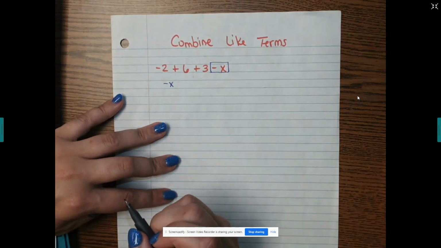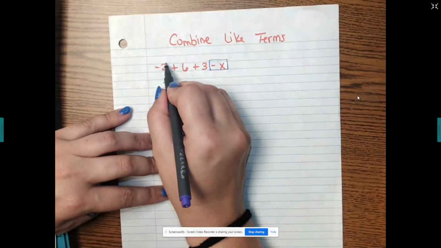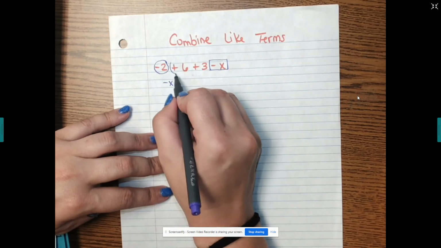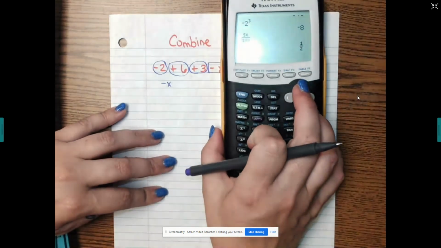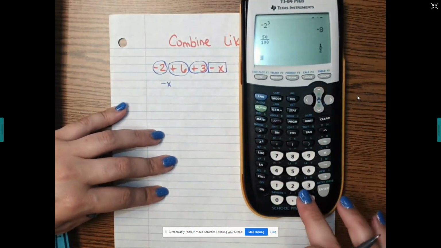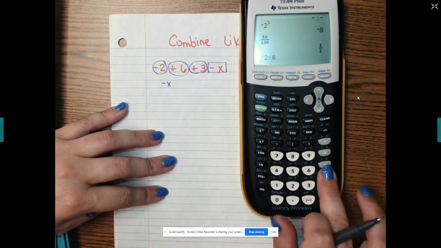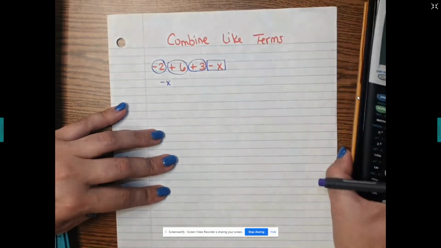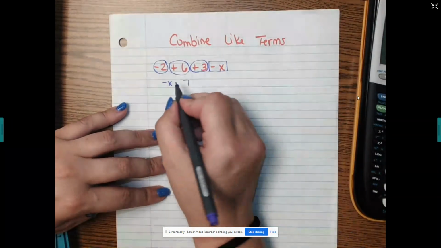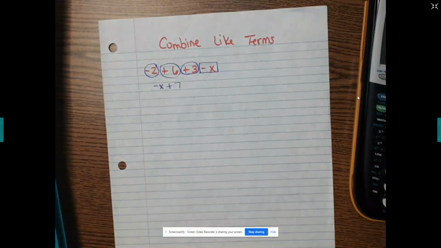Now I want to combine all my plain numbers, and again, I make sure I take the sign. -2 plus 6 plus 3. You're using this calculator unless you have your integer rules perfectly memorized. -2 plus 6 plus 3, enter. So 7. That was a positive 7, so I'm just going to add a plus 7 in there. I'm putting a box around my x's and I'm circling my plain numbers. Next year in algebra, you're going to have multiple variables, so then you'll do something different.